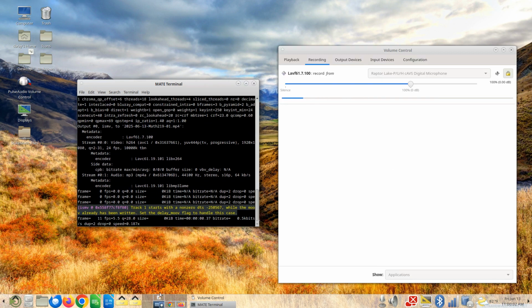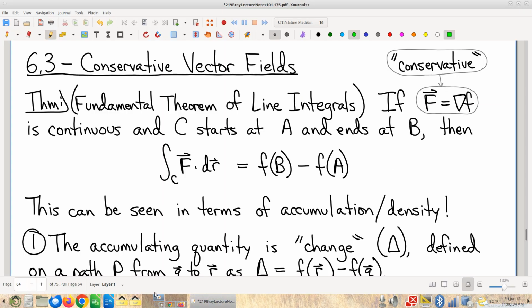Okay, off we go. So, starting with a new section now, 6.3. Reminder, last time, what did we talk about? We talked about Green's theorem, and there's some cool facts about Green, various applications and interpretations. The big idea, the thing that makes it work, ultimately, is the idea of an accumulating quantity.